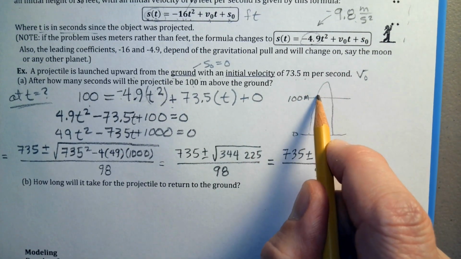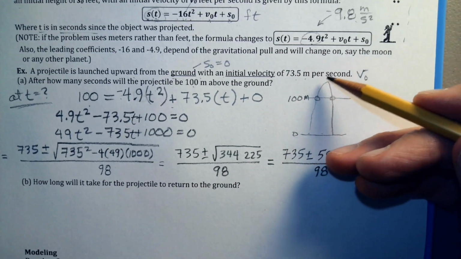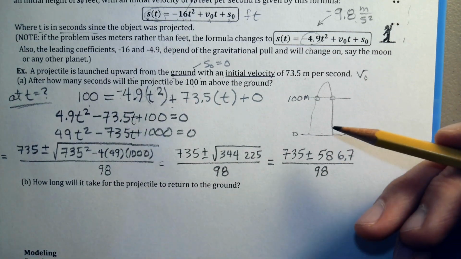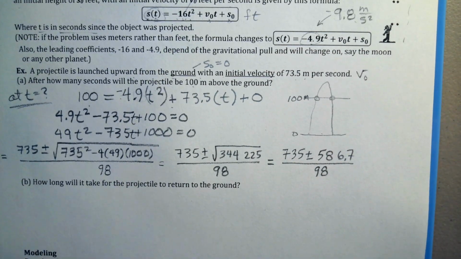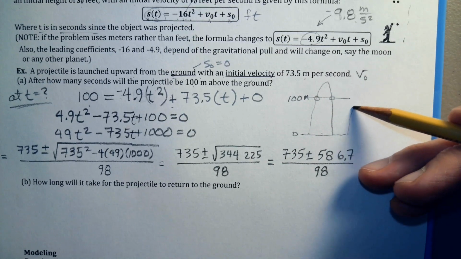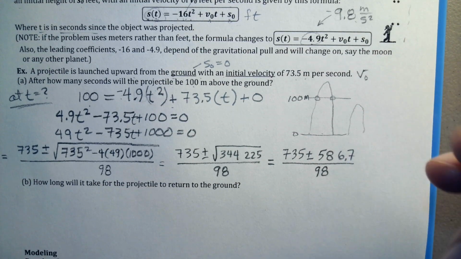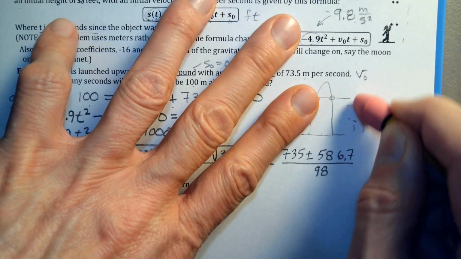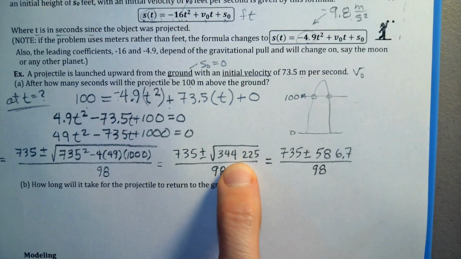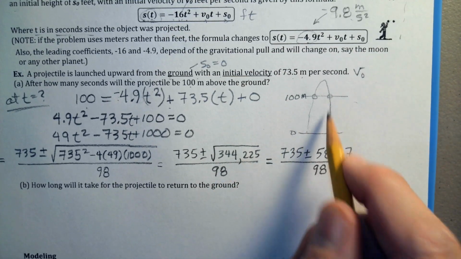So it makes sense that there should be two answers. It'll pass through the 100 point going up, and then, assuming that it goes up, right? So you would get no solution here if, let's say, this thing went up to 90 meters and came back down, then you'd get no solution. So the fact that this radicand is positive means that we have two solutions.